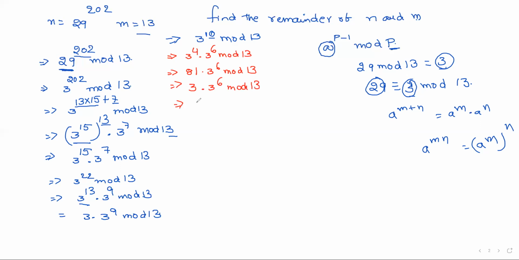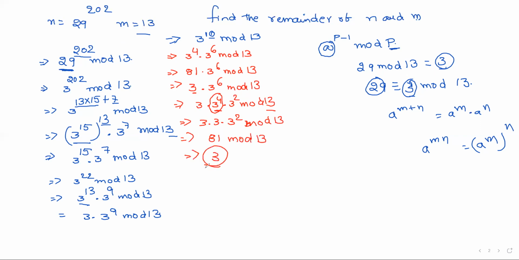Again, this is converted like this: 3 into 3 power 4 into 3 square mod 13. Remember, you can apply the modulus operation any number of times. That is not a compromise. 3 power 4 mod 13 is already calculated, that is 3. So 3 into 3 into 3 square mod 13. Again 3 power 4 is 81, 81 mod 13. Finally the answer is 3. This is one way to solve the problem, a simple way.